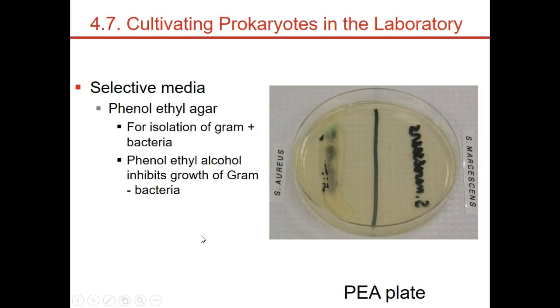So PEA is a selective media that grows gram-positives, and it inhibits gram-negative bacteria. The phenyl ethyl alcohol inhibits the growth of gram-negative species. This not only is selective for gram-positives, but it is selective for gram-positive coccus species. Streptococcus, Staphylococcus, and even Micrococcus grow most effectively on this agar.